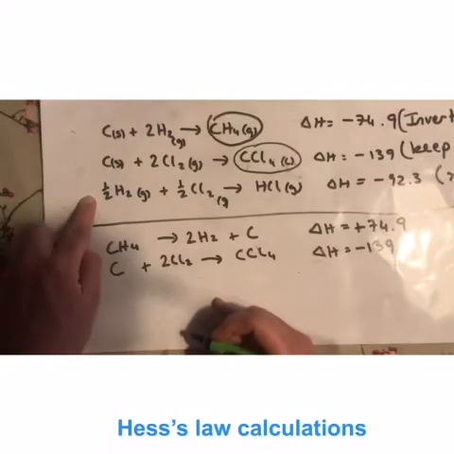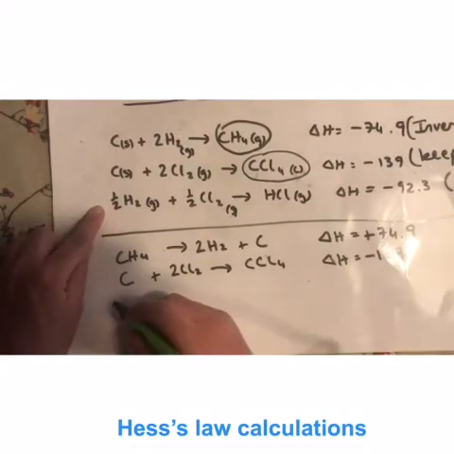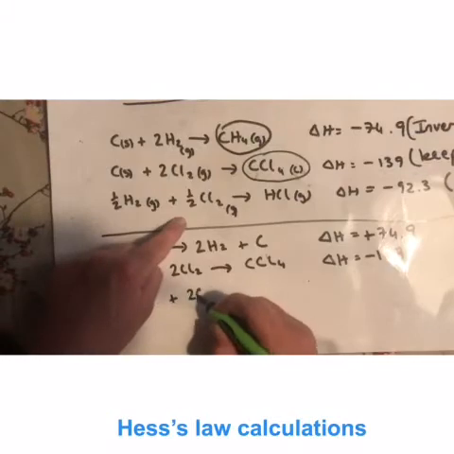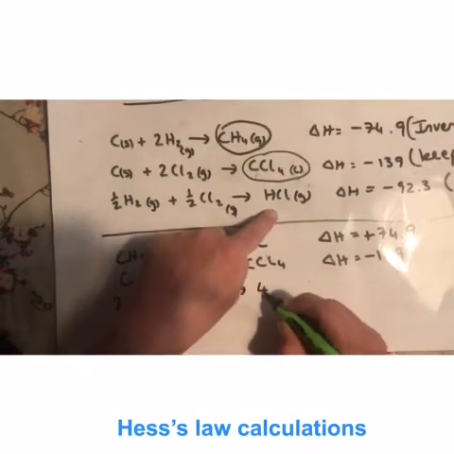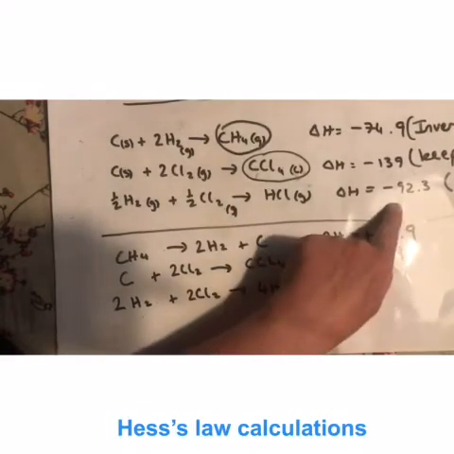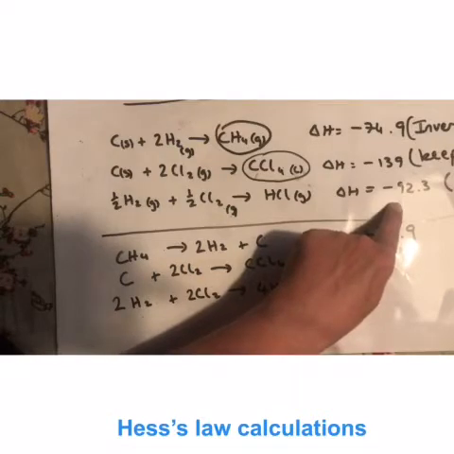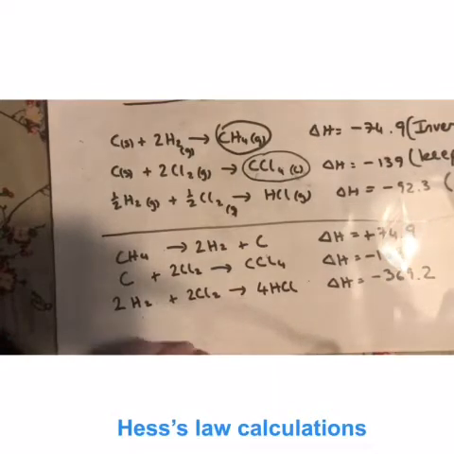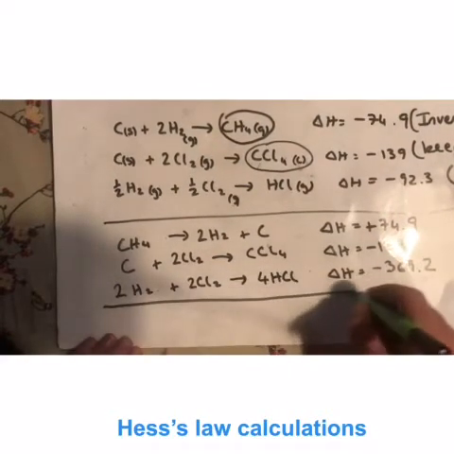So if we multiply this by 4, girls, it's going to be 4 over 2, which means essentially 2. So 2 H2s plus 2 Cl2s, arrow 4 HCl's. Okay, so we're going to have to multiply that 92.3 by 4. Turn on my calculator. 92.3 by 4 is minus 369.2.